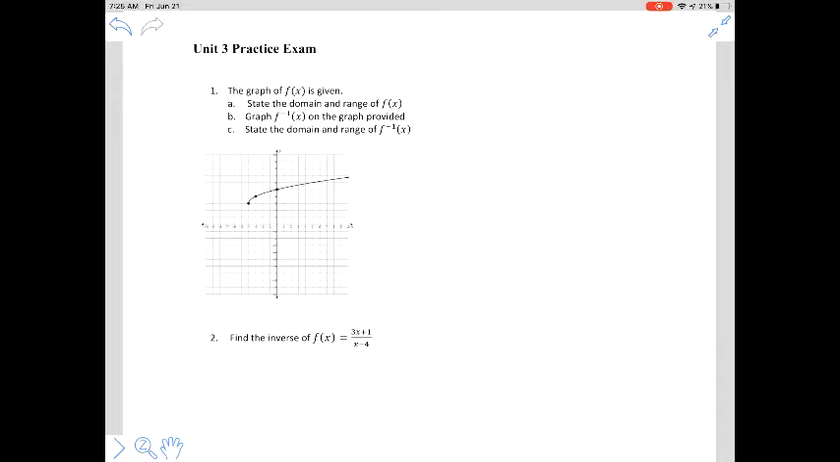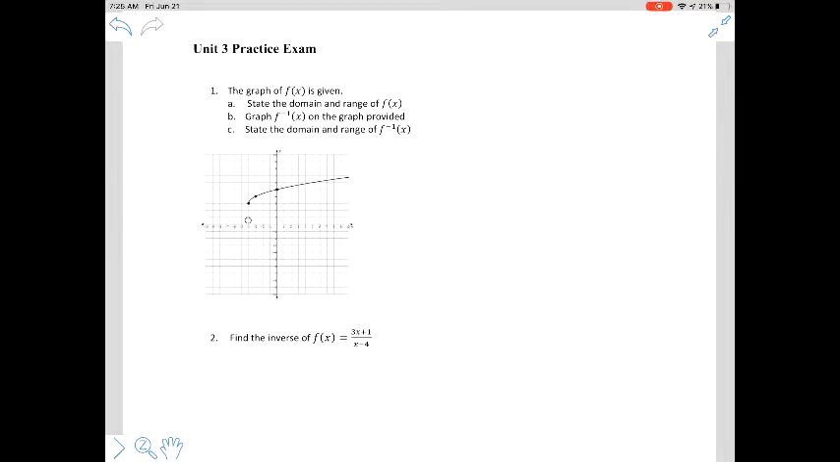Alright, Unit 3 practice exam for exponentials and logarithms. And we've got some inverse functions here for question 1. Part A, state domain and range.